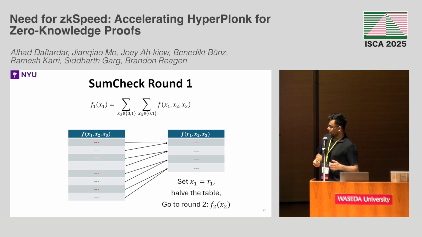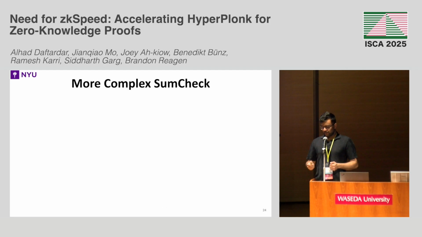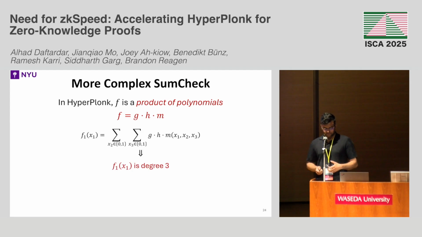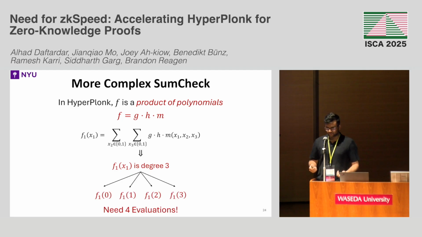So thus far, this seems pretty straightforward. You're just accumulating values and updating a table. The challenge with HyperPlonk is that we have polynomials that are a little bit more complicated. For example, you might be multiplying 3 polynomials together. To reconcile this, when you sum over those remaining variables, f1 of the first variable is actually a degree 3 polynomial, and to uniquely characterize this, we need 4 evaluations.